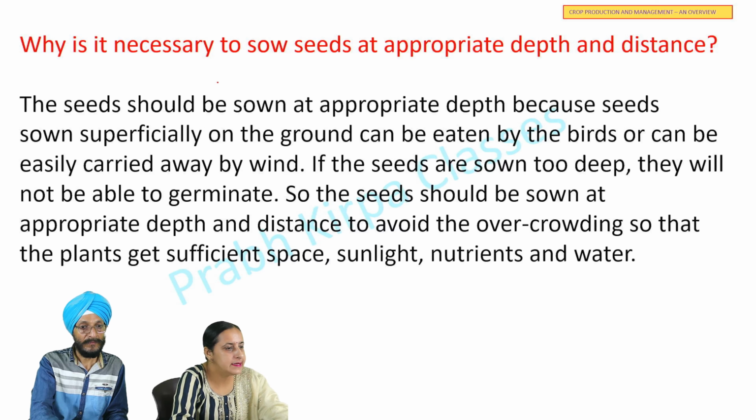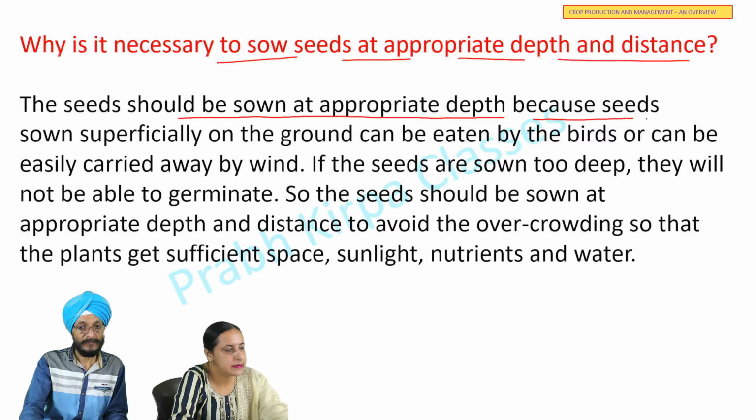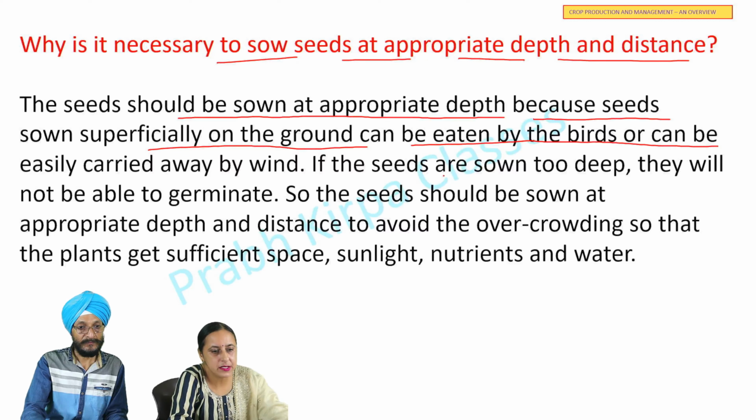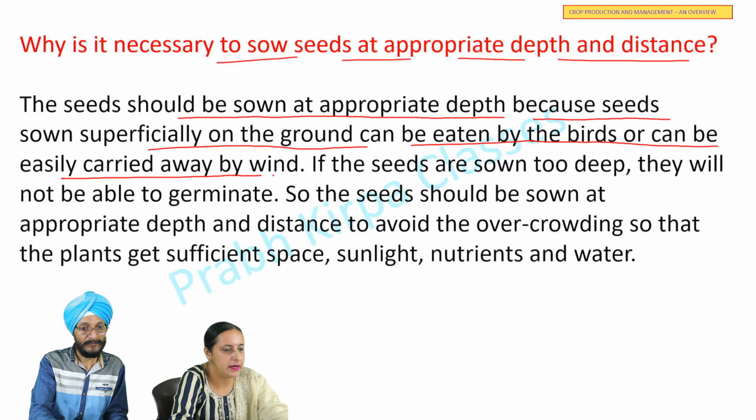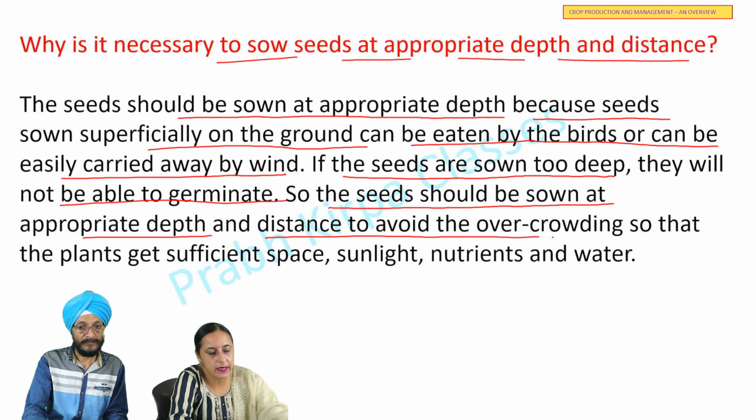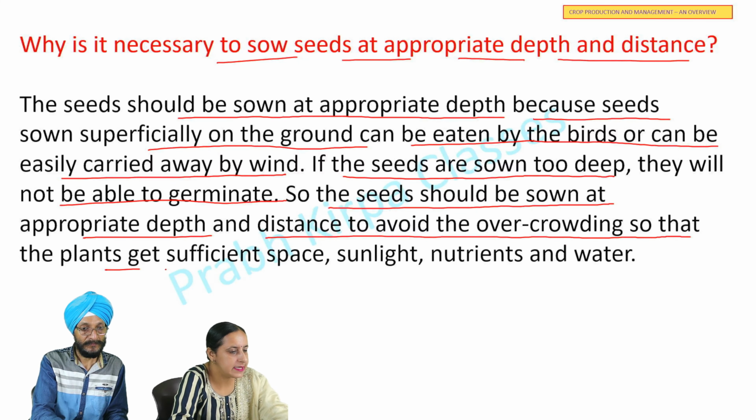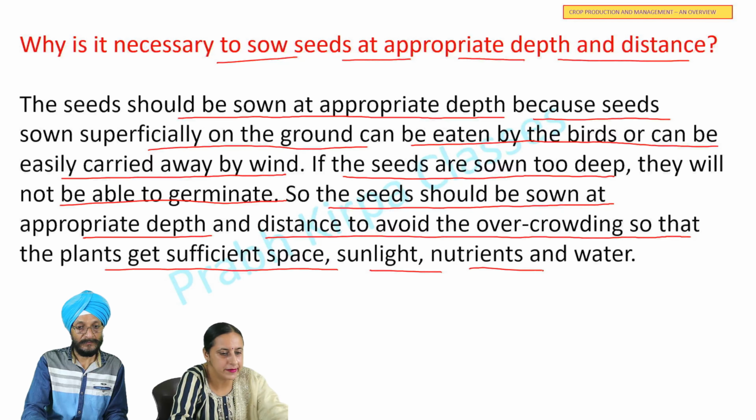Next, why is it necessary to sow seeds at appropriate depth and distance? The seeds should be sown at appropriate depth because seeds sown superficially on the ground can be eaten by the birds or can be easily carried away by wind. If the seeds are sown too deep, they will not be able to germinate. So the seeds should be sown at appropriate depth and distance to avoid overcrowding, so that the plants get sufficient space, sunlight, nutrients, and water.